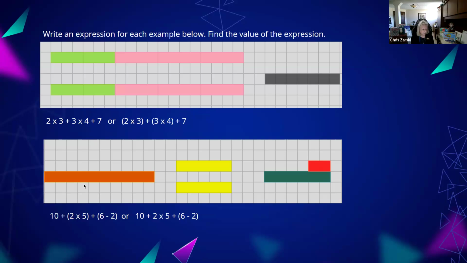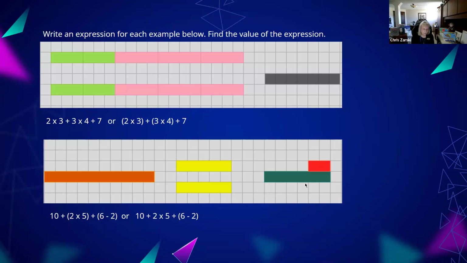Let's look at the bottom one. I have an orange rod, which was a 10. I had 2 repeated ones, in this case, 2 yellow ones, so 2 times 5. And to that, I added a bar, which has something removed from it. This is how we did when we did subtraction, when we're doing Cuisenaire rods. This is how I can represent subtraction. So I have a value, in this case 6, and I'm taking away a value from it, in this case 2. So this is how I could write that into my expression.